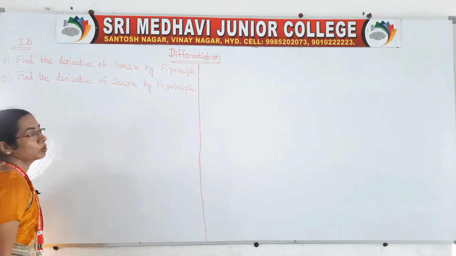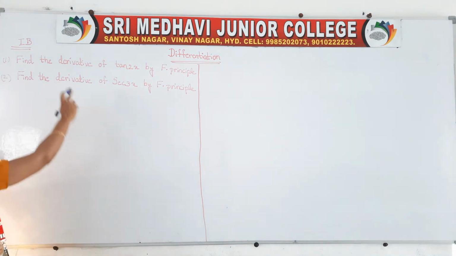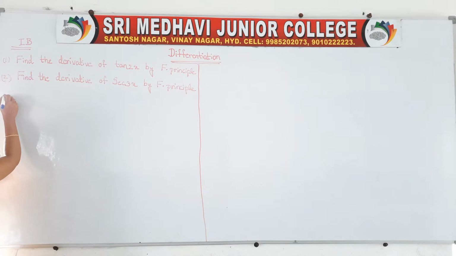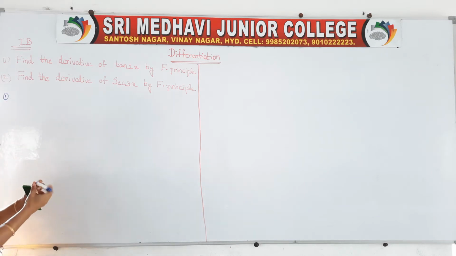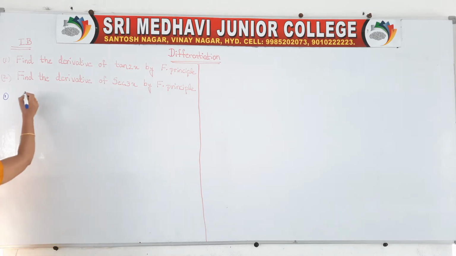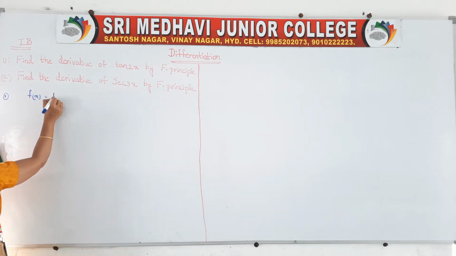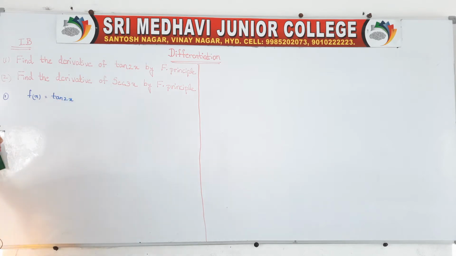So now come to the question. Find the derivative of tan 2x by first principle. So come on, take the first one. Whenever it is first principle, what is the procedure? First we have to write what is the given function to us. What is the given function? f(x) is equal to tan 2x. The given function should be considered as f(x).